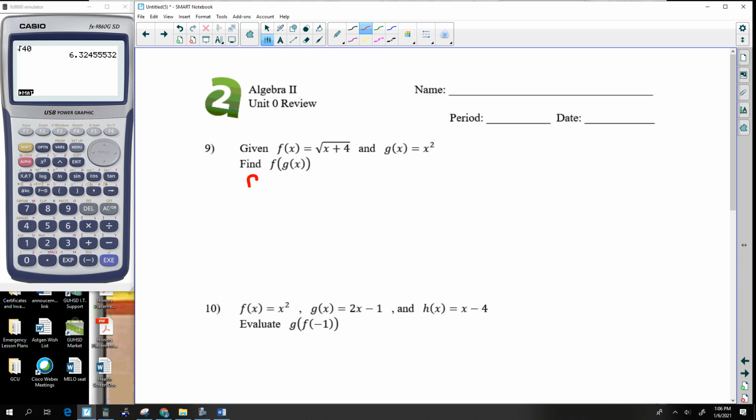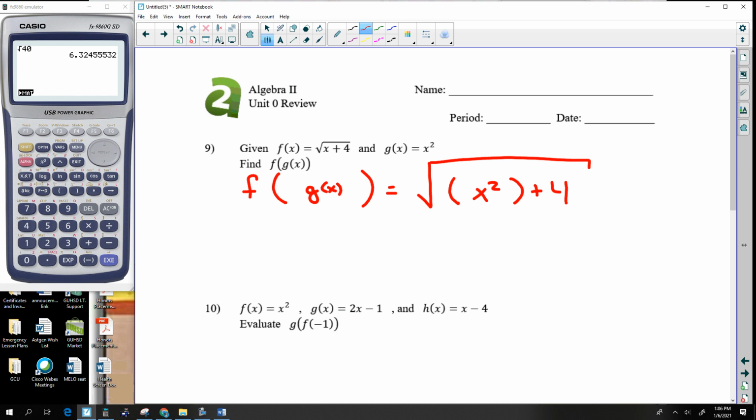Okay, so here we have the f, and on the inside of f, we are going to place g. So f is the square root of x plus 4. So on the inside of that f, I need to put a g, which is x squared. Okay, this does not square root, so that is the answer.